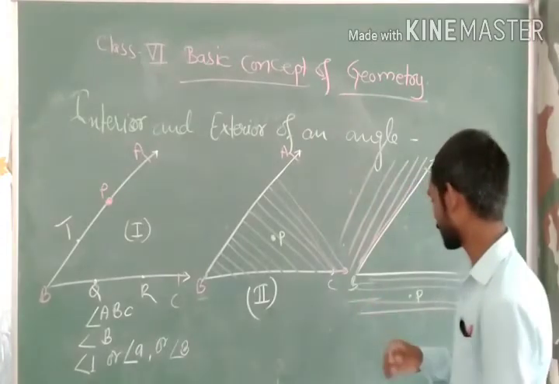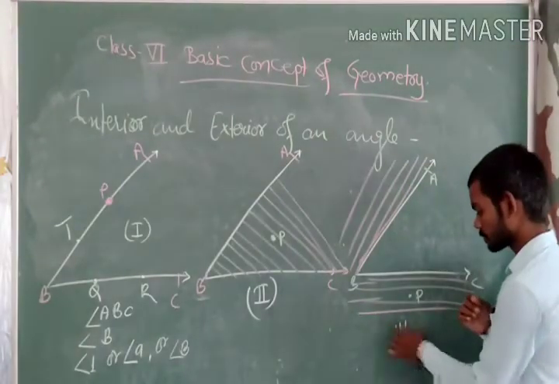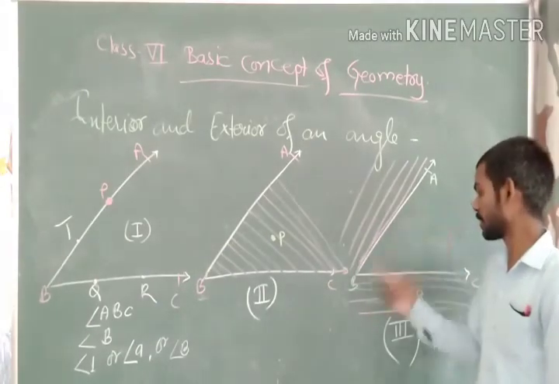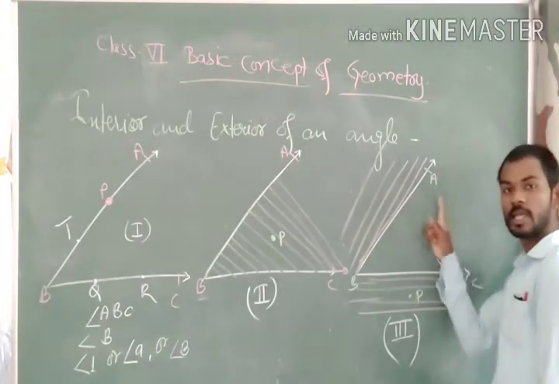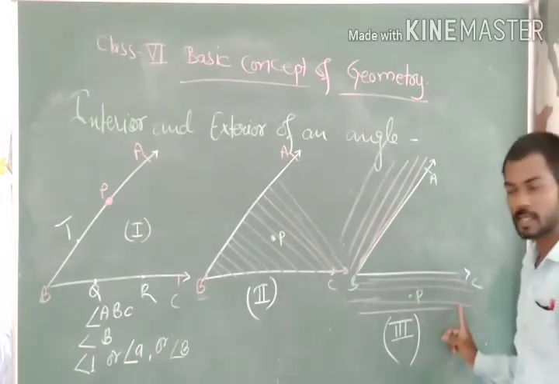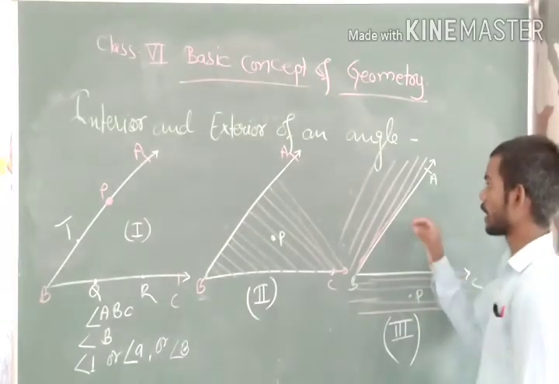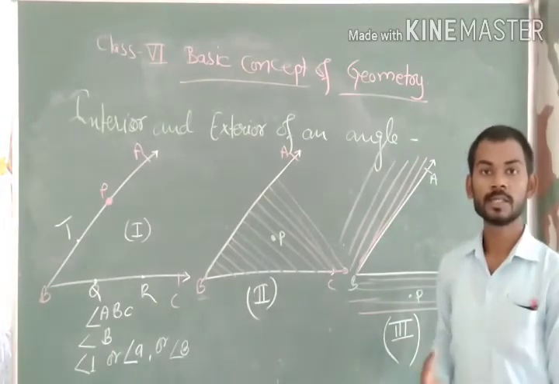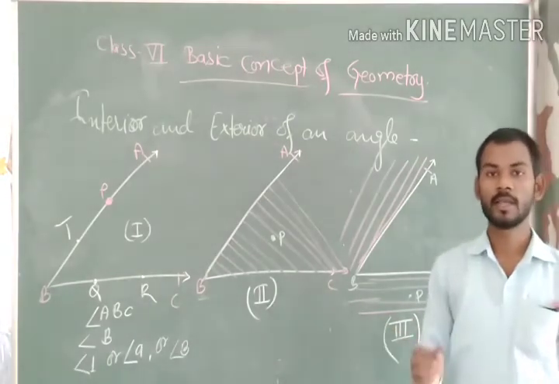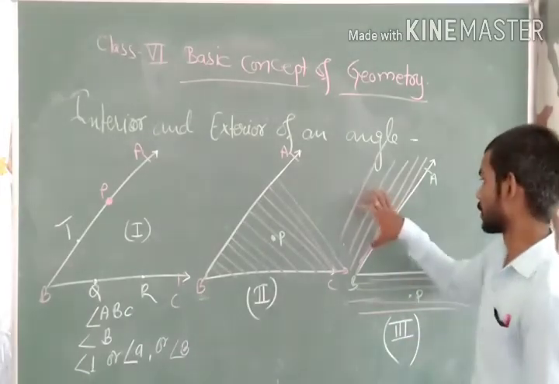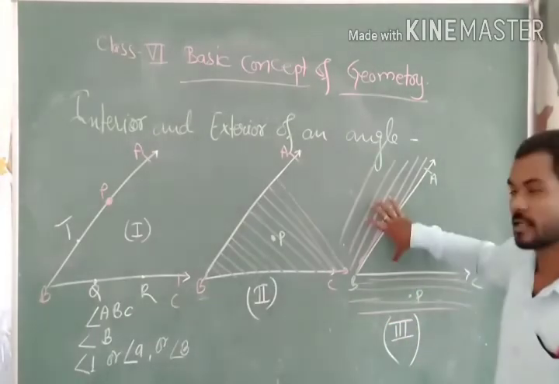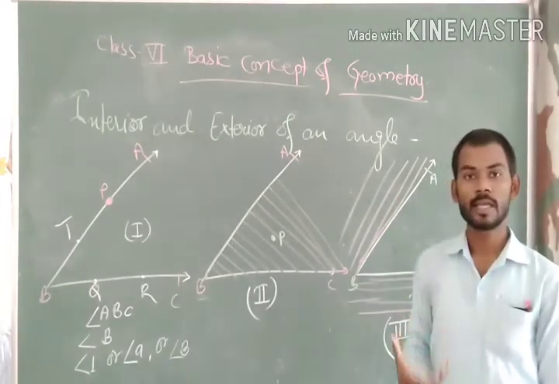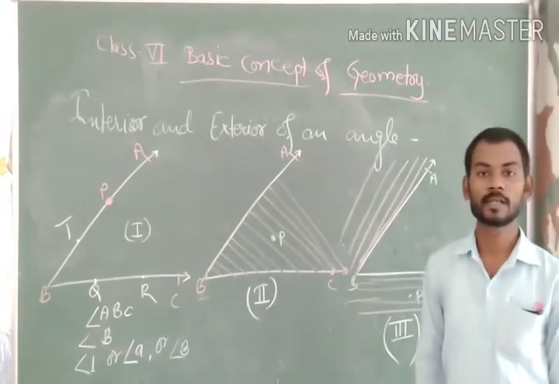And in the last and third figure, we can see an angle ABC, and also we can see that the shaded region lies outside the angle. This shaded region which is outside of the angle is called the exterior of the angle.